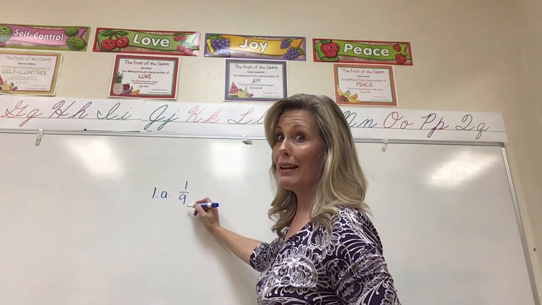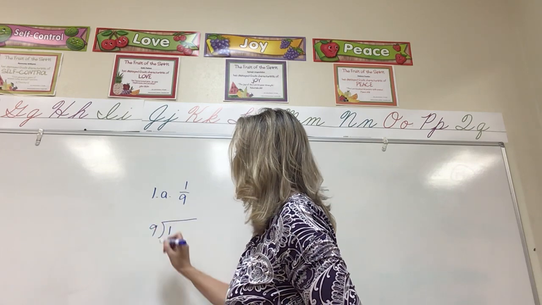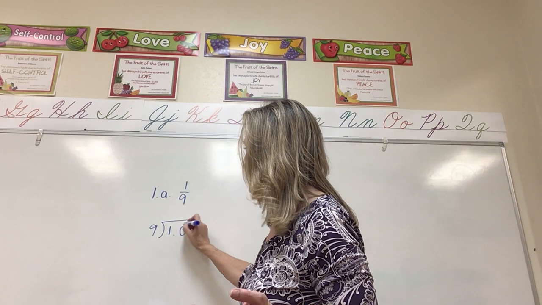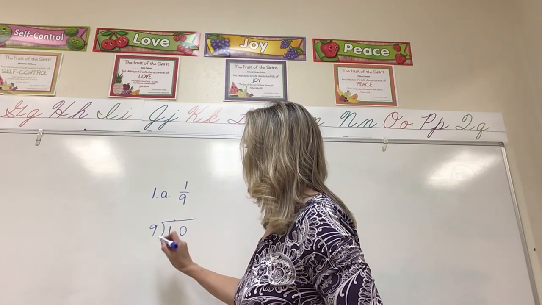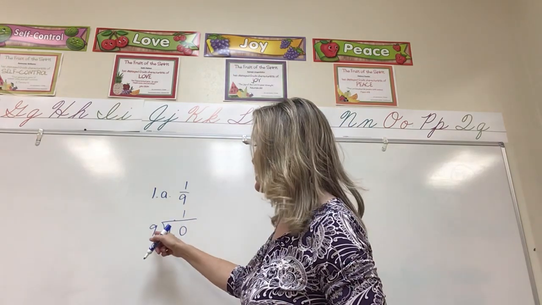divided by 9. So 1 divided by 9. 9 can't go into 1, so right away I'm going to annex my decimal and my 0, and 9 goes into 10 once. I'm going to use the shortcut. 1 times 9 is 9.